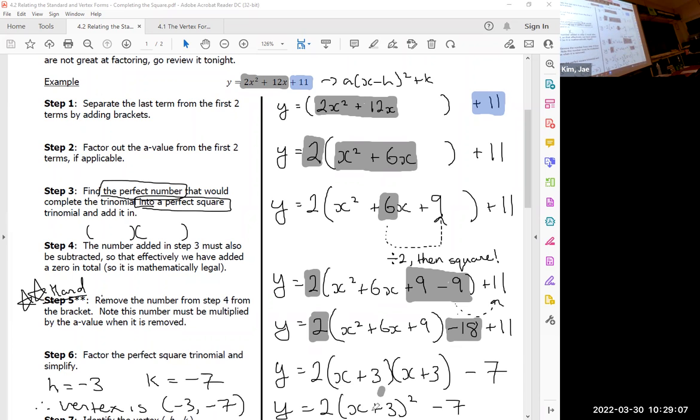Look at it. I just found my h and my k, right? I turned this polynomial into vertex form. Now there's a lot of annoying steps, and every single one of these will be unfamiliar to you right now. But that's the entire lesson today.